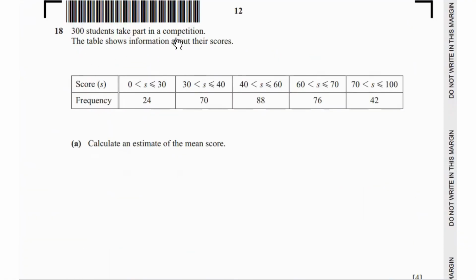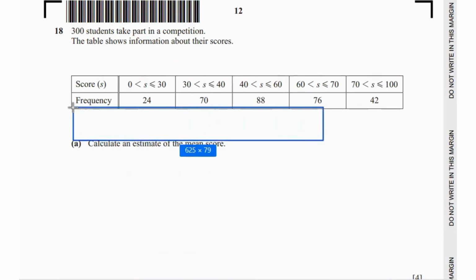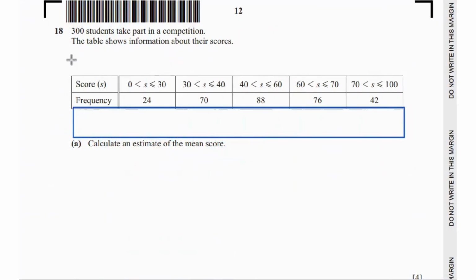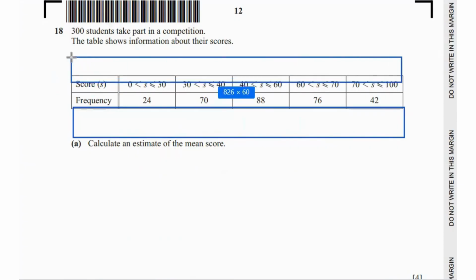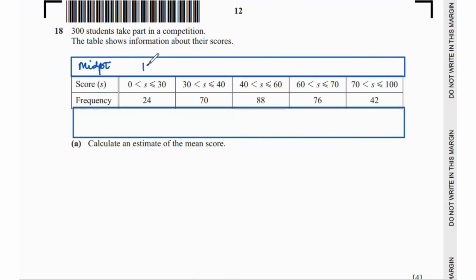Then it says 300 students take part in a competition. The table shows information about their scores. So we have the intervals and their corresponding frequency. We have to calculate the estimate of the mean score. For the estimate of the mean score, you need to find the midpoint of each of these intervals and then multiply those midpoints with the frequency value. So for the midpoint of 0 and 30 is 15. For 30 and 40 is 35. For 40 and 60 it's 50. For 60 and 70 it's 65. And for 70 and 100 it's 85.